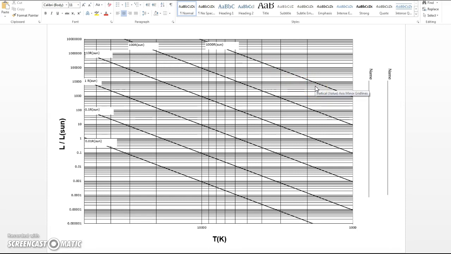The HR diagram is a logarithmic scale. What that means is every time you move up a line, the spacing between the lines is actually 10 times the previous spacing. So it's easy to see in these numbers here where we go from 1,000 to 10,000. If you take a look at the spacing between the lines, it gets smaller and smaller and smaller as we approach the 10,000 kelvins line.